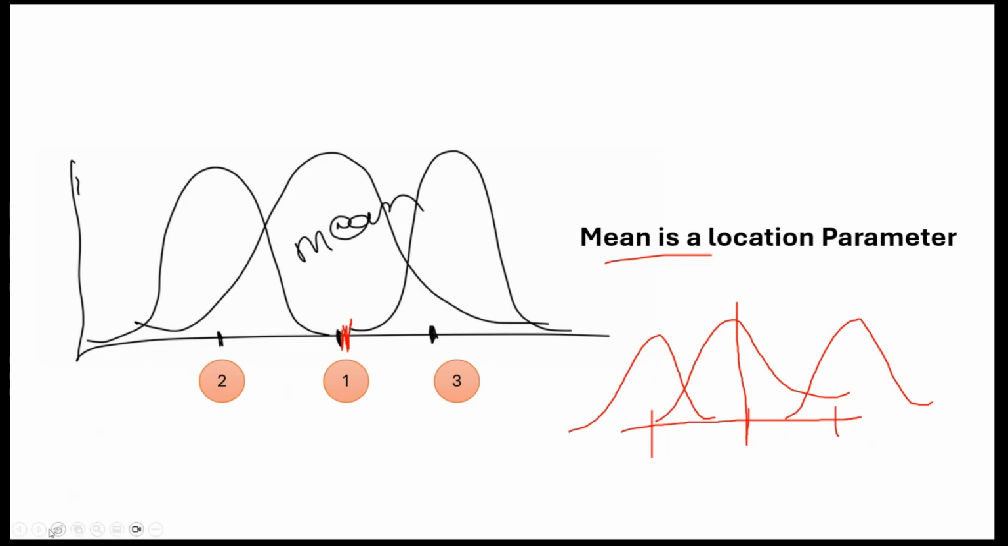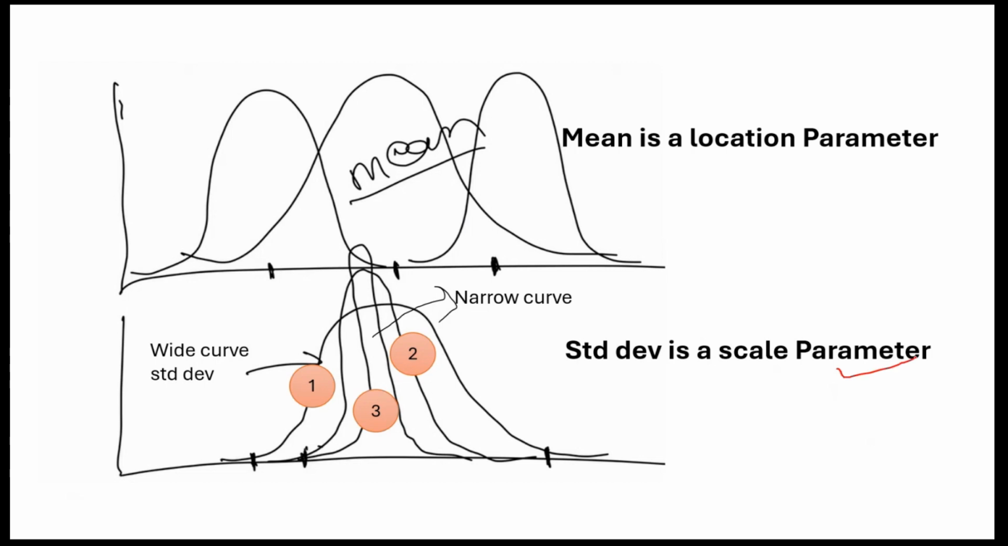The second parameter is the standard deviation parameter, which I told you is a scale parameter. It tells how spread out the values are. A larger standard deviation means the data is more spread out, while a smaller deviation means the data is more centered around the mean. If you look at chart number 3, it has a small spread. That means data points are centered around the mean, whereas the white curve, which is curve number 1, is ranging from here to here, whereas the second one is narrow as compared to the third one.